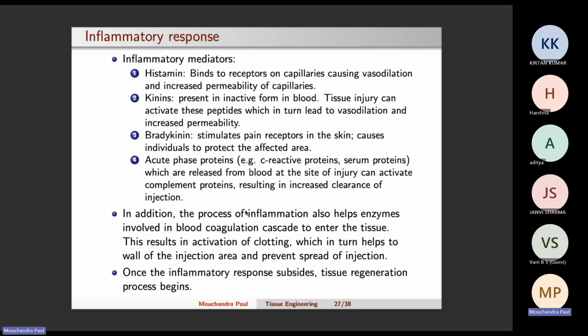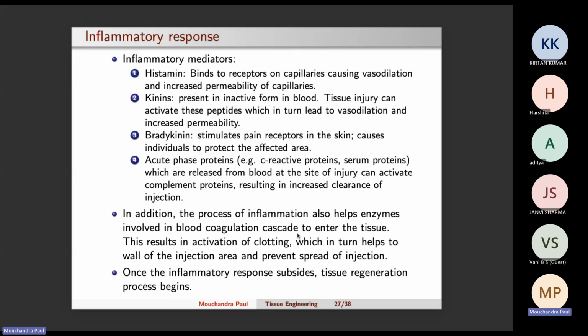In addition, the process of inflammation also helps enzymes that are involved in the blood coagulation cascade to enter the tissue. So, why is coagulation important now? It is important because the blood vessels have ruptured, right? So the blood can move everywhere and make the tissue area bloody. It will cause unnecessary loss of blood. So we have to stop it, we have to coagulate it, we have to stop its flow, which is why the coagulating or clotting cascades have to be started.